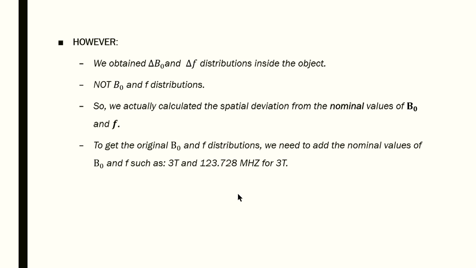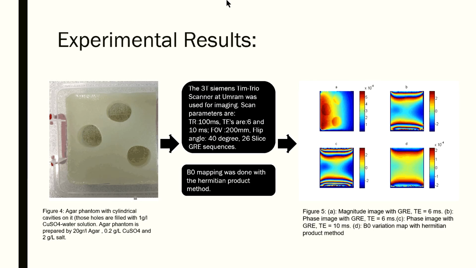But as I said in the previous slides, there's a problem, and not a problem actually. We are getting the delta B0 and delta F distributions inside the object, not the B0 and F distributions. What does that delta mean? This delta refers to the deviation from the nominal value of 3 Tesla, for example, and if it is 3 Tesla, this is 123 megahertz. If we want the original B0 inside the object, then we need to add the nominal values to the deviations. But in my experimental results, I'm just considering the deviation, not the original B0 values.